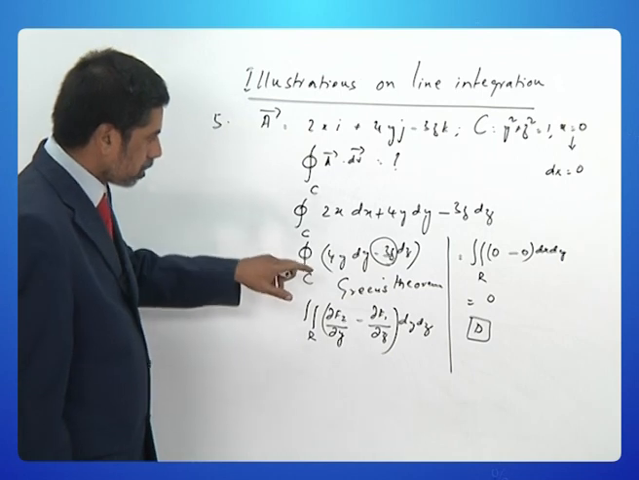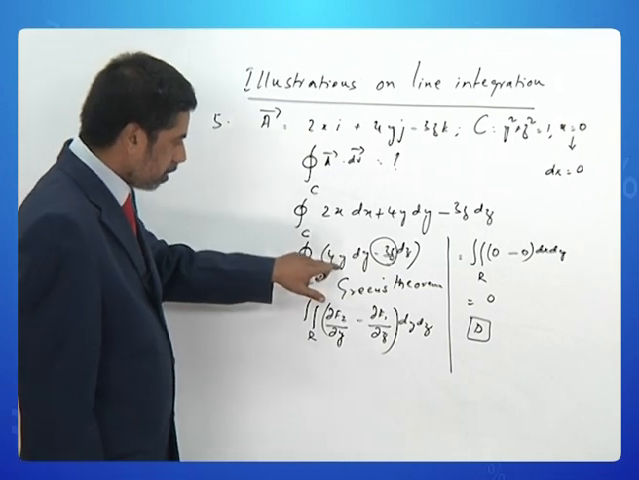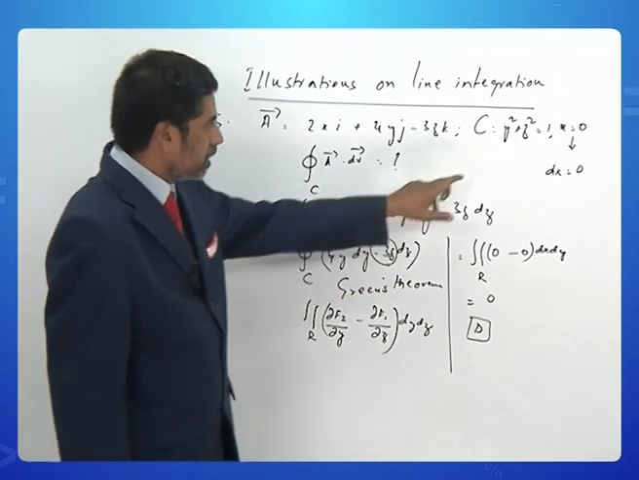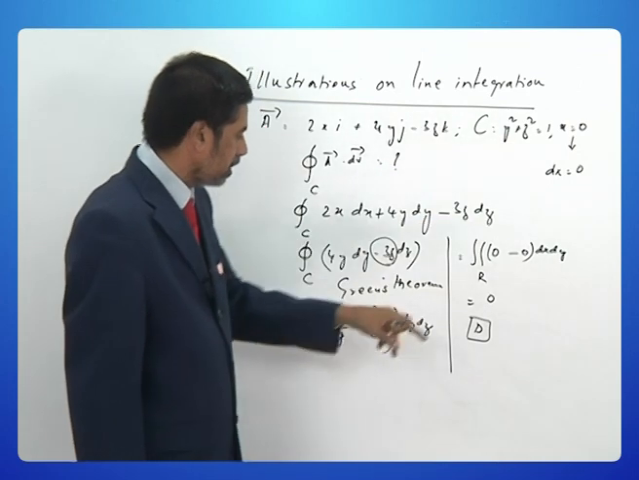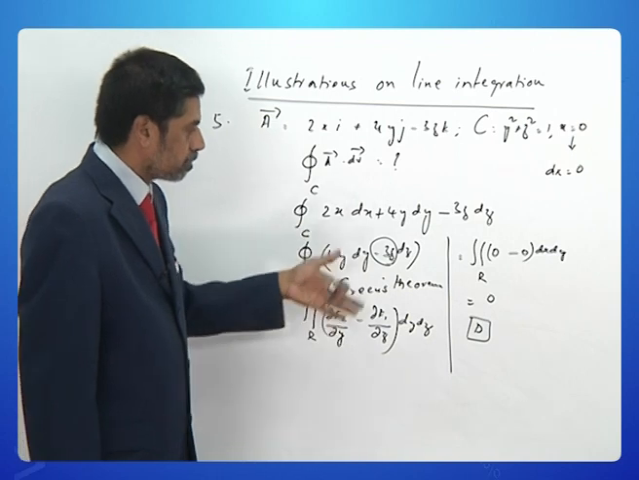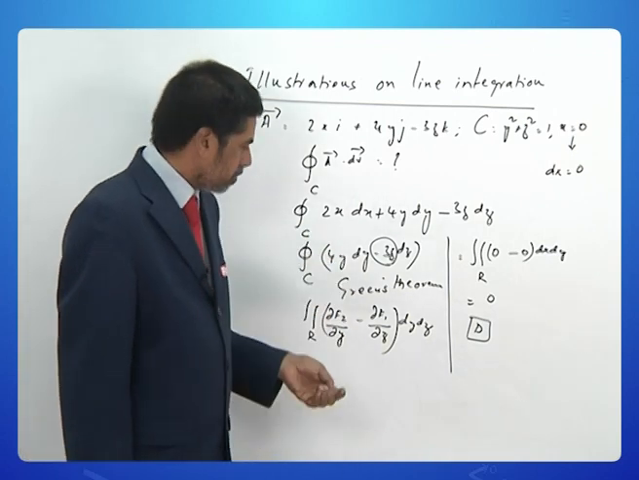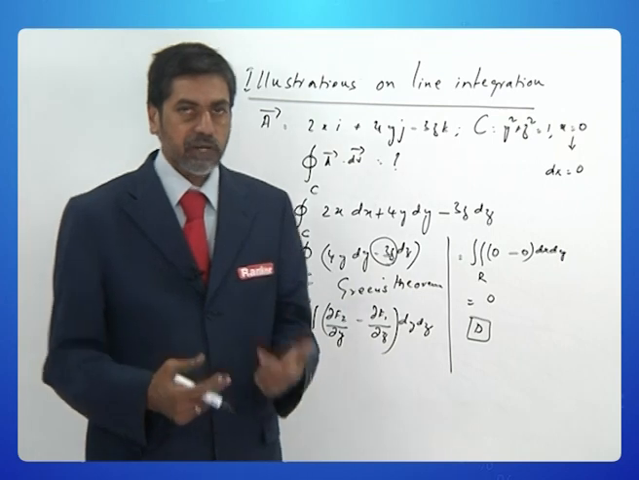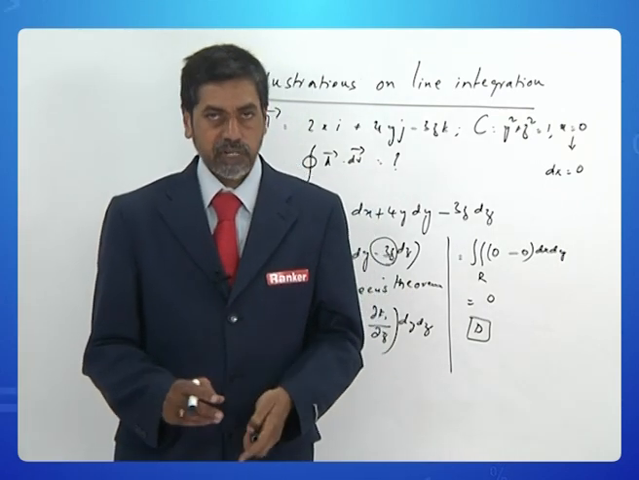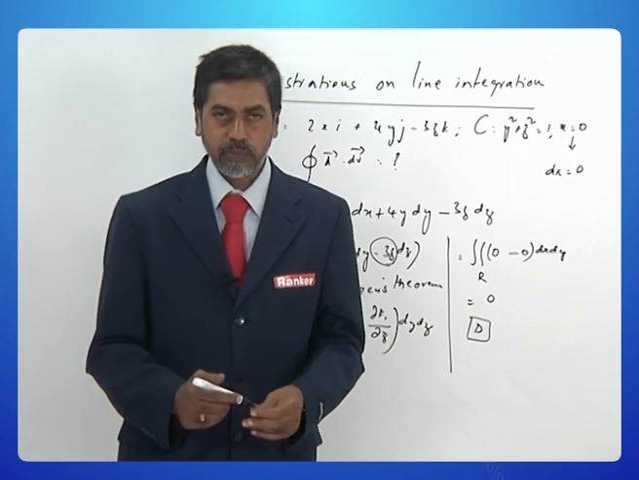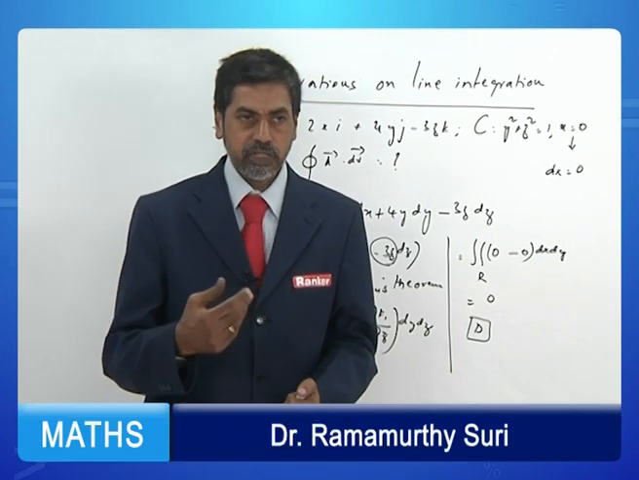Otherwise, the student can also do one thing. He can write y and z in terms of parameters. y is equal to cos theta, z is equal to sin theta, and he can still produce the same result. So the easiest way is to always reach for Green's theorem or Stokes' theorem whenever the situation arises. Stokes, of course, is a slightly bigger thing, but Green's can be easily recognized.